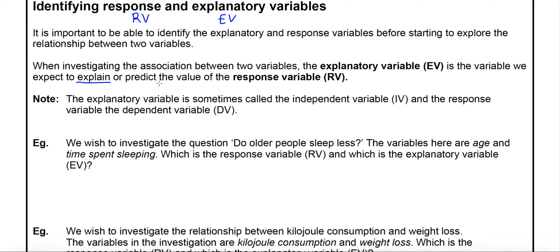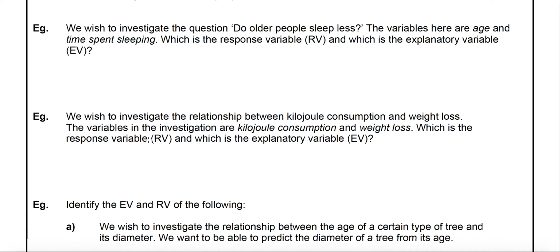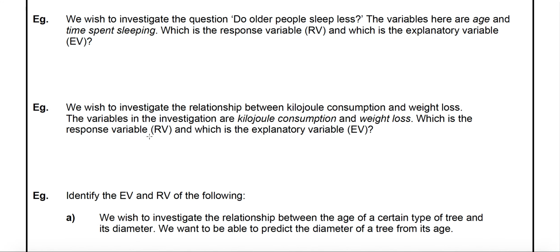And from there, what we can do is try and predict this second variable. So we can predict the values of our response variable from there. So what we'll do is first look at this one here. If we were investigating if older people sleep less, here our variables obviously would be the age of the person and how long they spend sleeping. So from here, which one do we think explains or can attempt to explain the other? Does your age explain how much you sleep, or does how much you sleep explain what your age is?